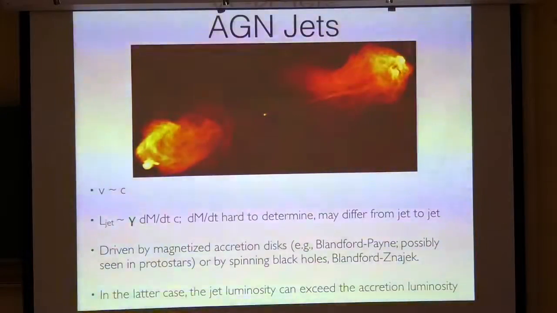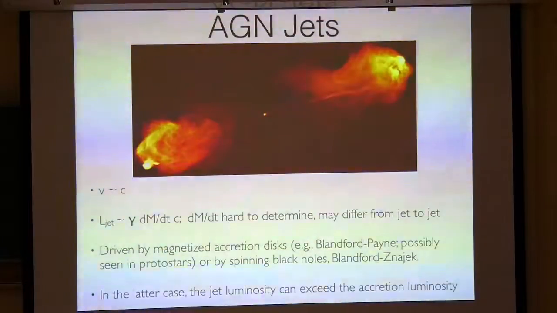Gas in the halo surrounding the big galaxy. Okay. Now, the luminosity of the jet is basically the Lorentz factor times the mass loss rate times c squared, but that mass loss rate is really hard to determine, and it may be different for different jets. So normally what you do is work it backwards. You find something like this, you try to calculate the amount of energy in there, you make up some time scale, you divide the two, and say that's the luminosity of the jet.